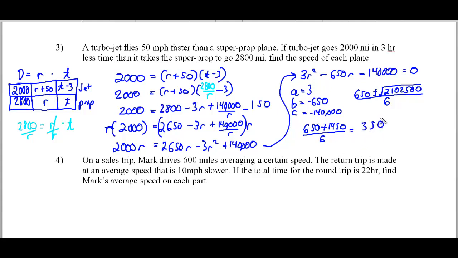Now you're probably wondering why I don't even entertain the option of subtracting these two and dividing by 6. The main reason is that would give me a negative number, and we're not going to have a negative speed. So the speed of each plane: the slower prop plane was 350, and the turbojet is 50 more than that, so your answer for the jet is 400, the prop plane is 350.